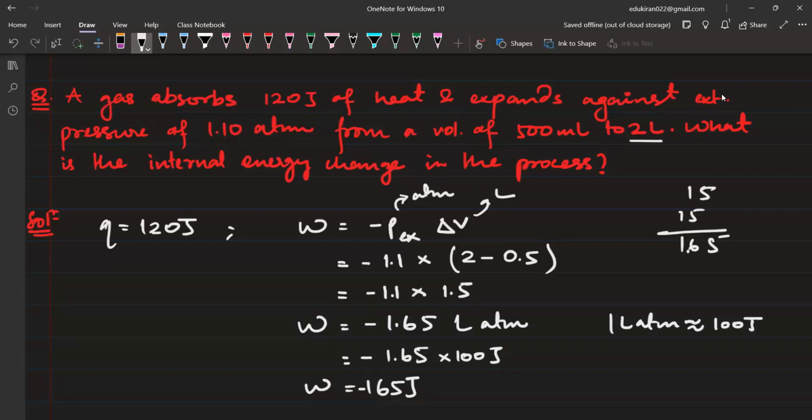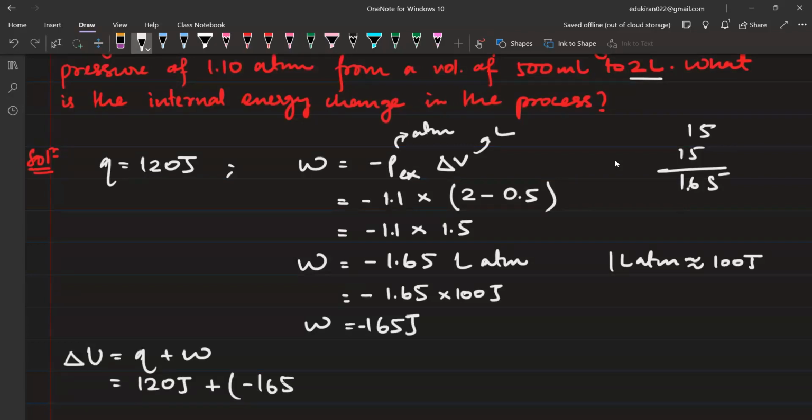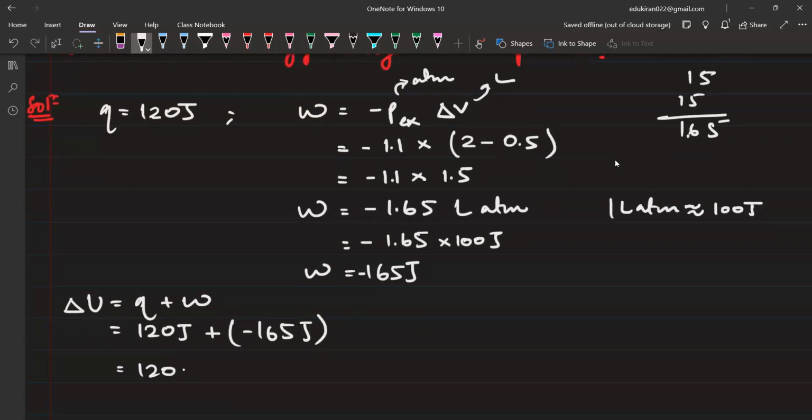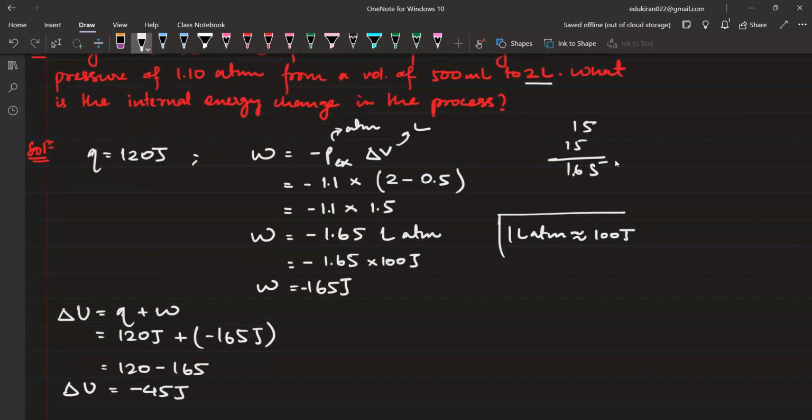Now, what is the complete change in internal energy? So delta U is equal to Q plus W. Q is equal to 120 joules plus minus 165 joule. ठीक है, so this will be equal to 120 minus 165, which is equal to how much? Minus 45 joules. ठीक है, so this is how you are going to do the problems. इसको बहुत अच्छे से याद रखिएगा. 1 liter atm is equal to 100 joules.